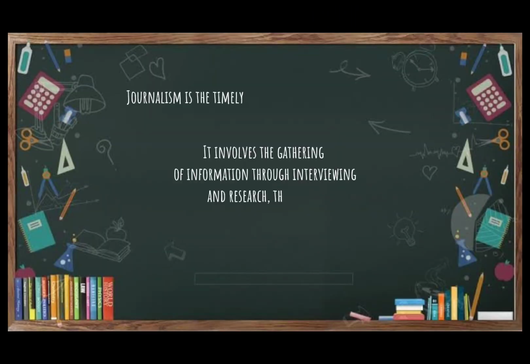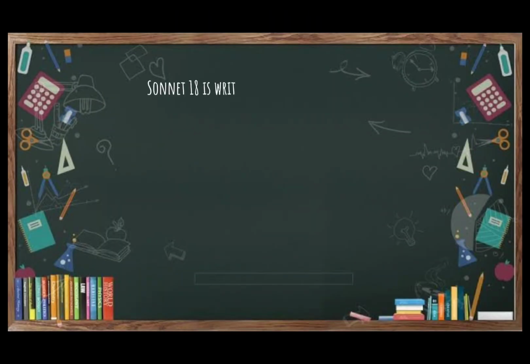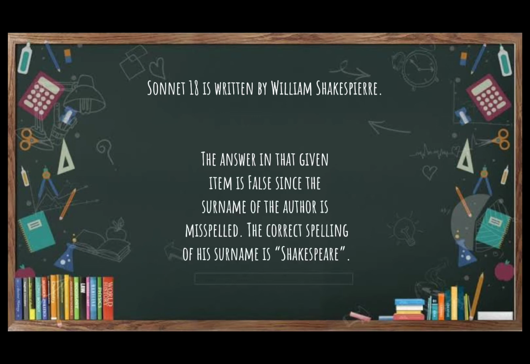So this is the given example and the answer in the given question is actually correct, but the sentence being provided is just way too long. Rule number 4. Avoid a systematic pattern for true and false statements. For example, Sonnet 18 is written by William Shakespeare. The answer in that given item is false since the surname of the author is misspelled. The correct spelling of his surname is written on the board.